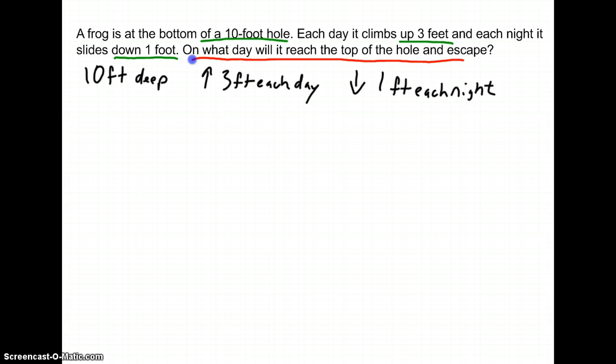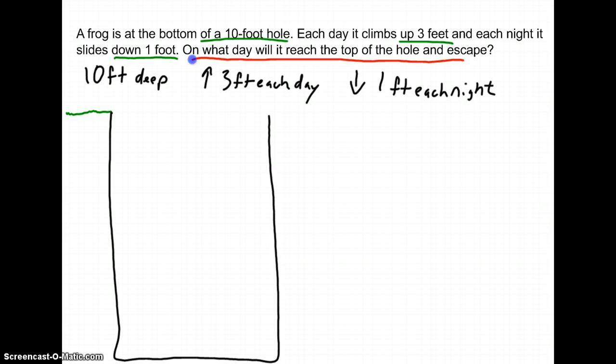So now that we have that, let's draw out our problem. So let's draw a 10-foot well, with a little frog at the bottom. Alright, so now let's fill in the relevant information that we have from the problem. So we know that the well is 10 feet deep, so let's mark it on the sides. So we know that this is 10 feet deep.